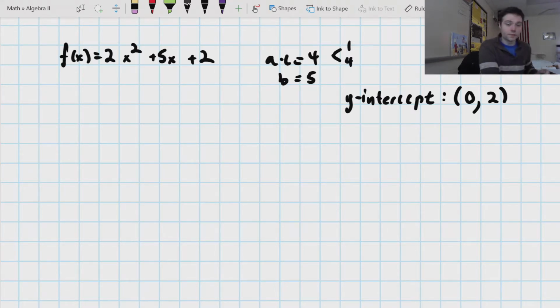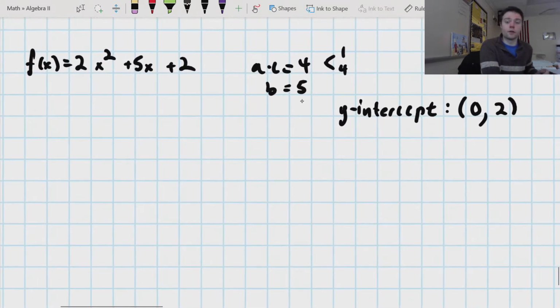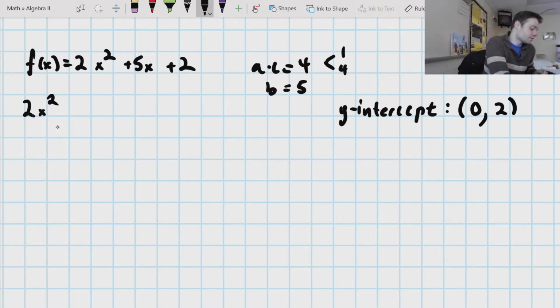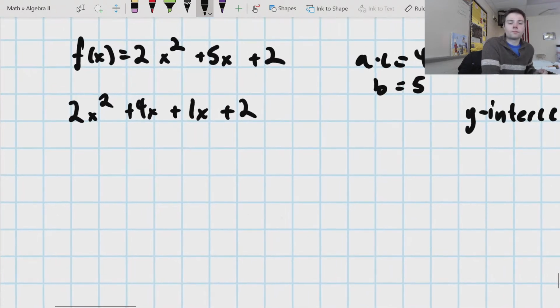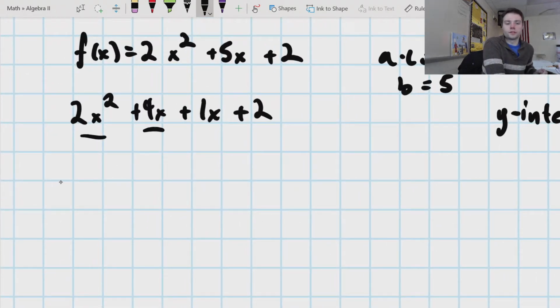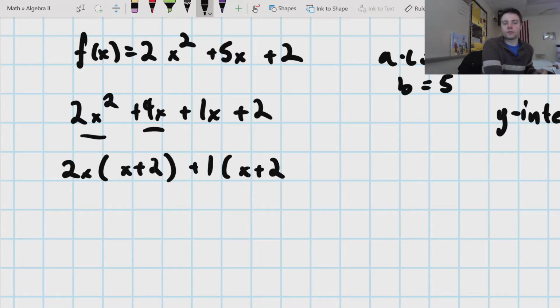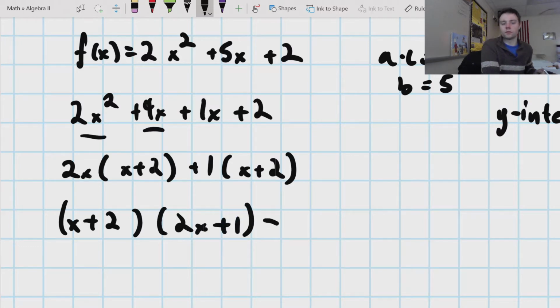The next thing you're going to do is factor. So since my numbers are 1 and 4, I'm actually going to split this 5x into 1 and 4. So I've got 2x squared plus 4x plus 1x plus 2. So I'm going to factor 2x out of these two. So I get 2x times (x plus 2) plus 1 times (x plus 2). So I'm left with (x plus 2) times (2x plus 1) equals 0.